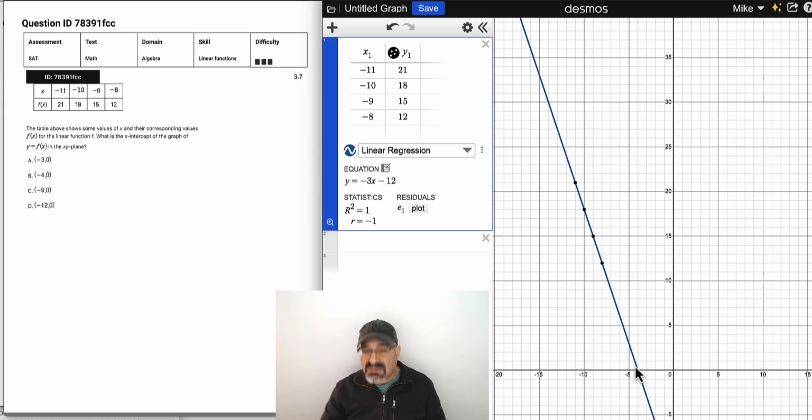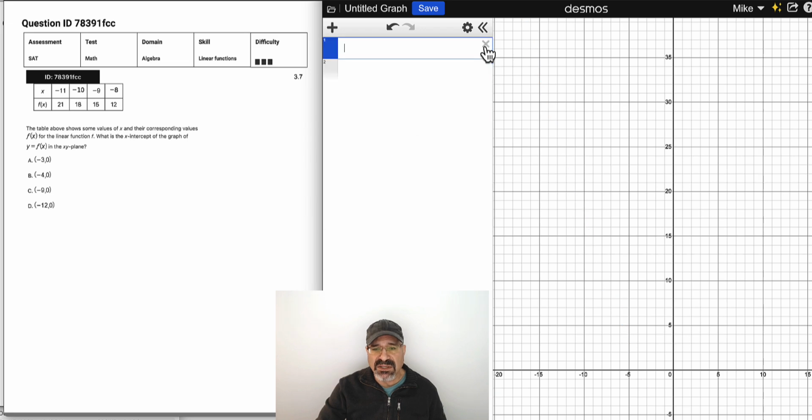So we solved this question. We answered this question by using Desmos. Okay, that's one way to do it. But then there's another way, which is kind of like the staring and pondering way. Let's talk about that a little bit. All right, so we'll get rid of this.